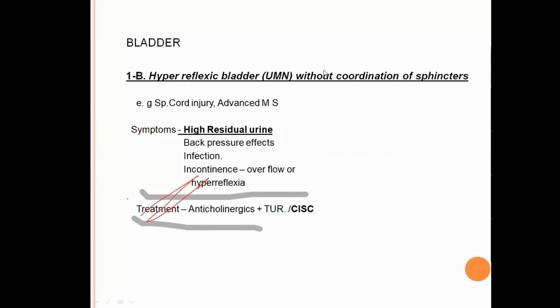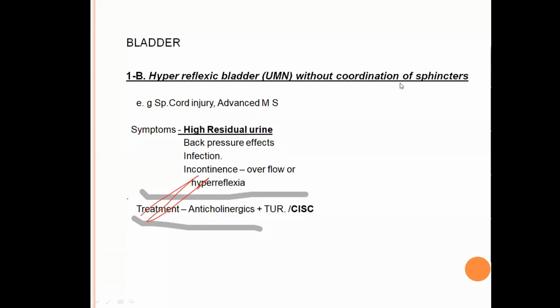Now, where do you get it without coordination of sphincters? In advanced spinal cord disease: either the spinal cord injury is much more severe, or the myelitis is more severe, or there is advanced multiple sclerosis. How do you differentiate with and without coordination? There will be high residual urine. In spite of the patient having frequency, urgency, you can palpate the bladder. So that is the high residual urine. It is very, very dangerous because it will have back pressure effects, it will have infection, and the patient may have overflow incontinence because of too much fullness. Now, back pressure effects will cause hydronephrosis and renal failure.